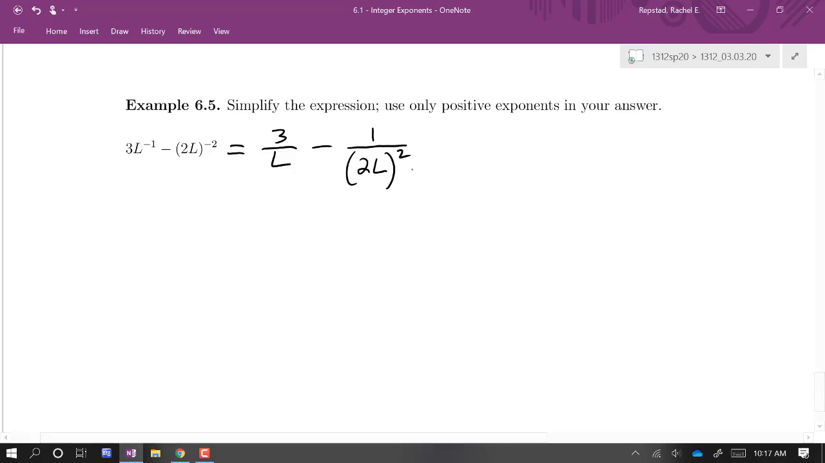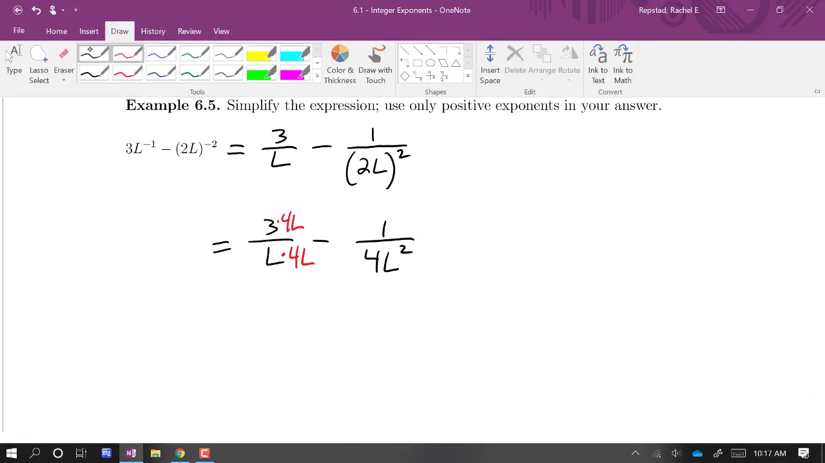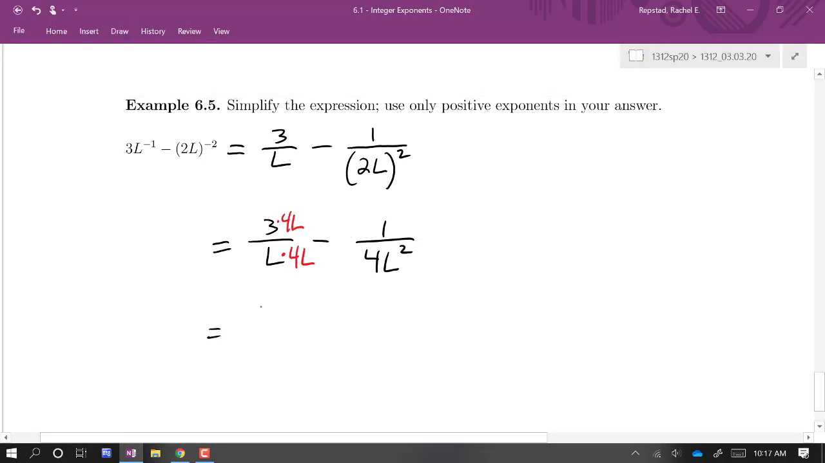What's a path forward? What's something we can do now? Common denominator. Yeah, but before I do that, I think that's absolutely what we want to do. I think an intermediate step before we do that is just squaring out the 2L. So 2L times 2L is 4L squared. And once we do that, now we can see this first denominator just needs a 4L. So now we have 12L minus 1 over 4L squared.